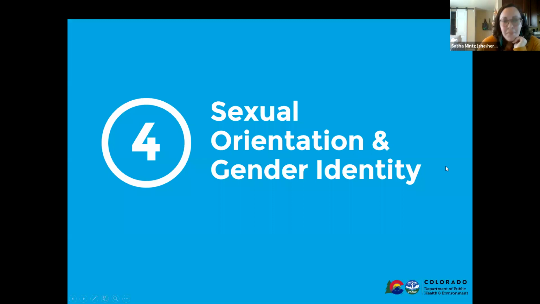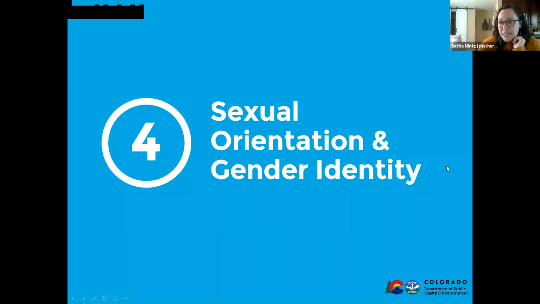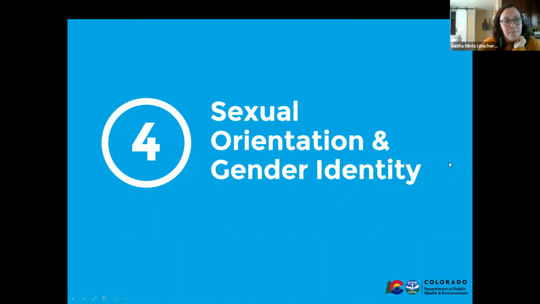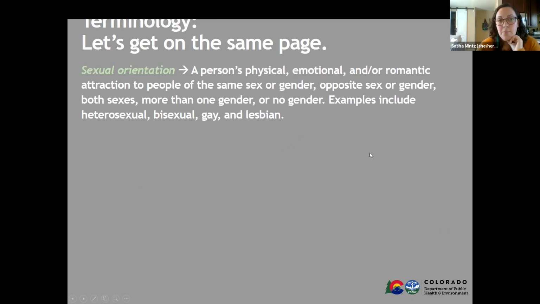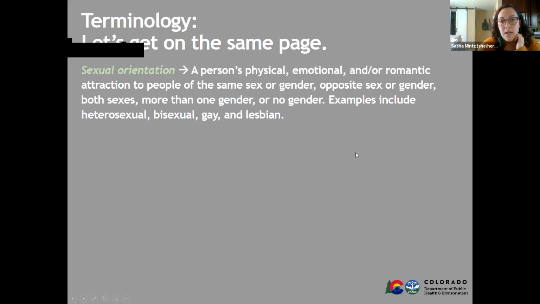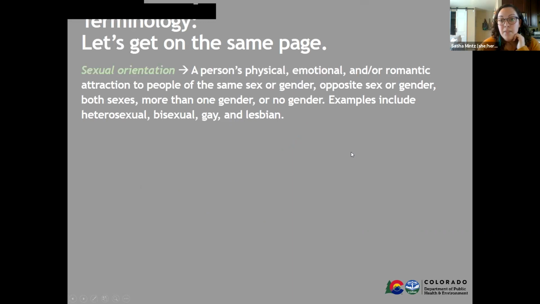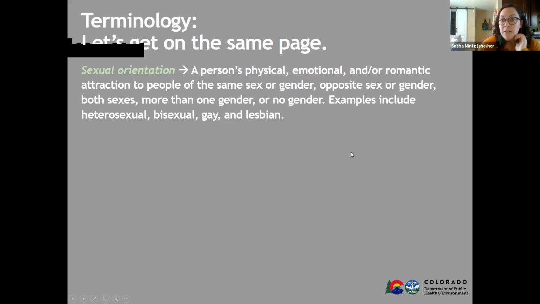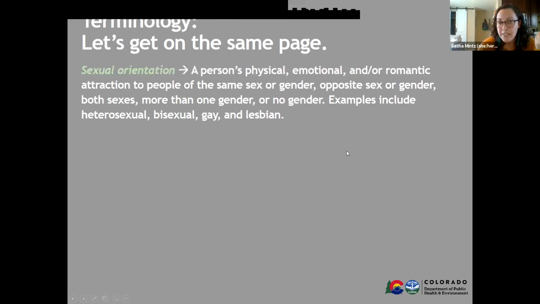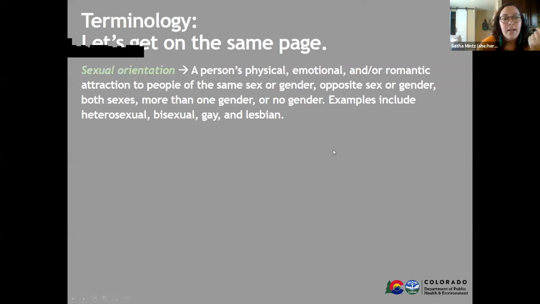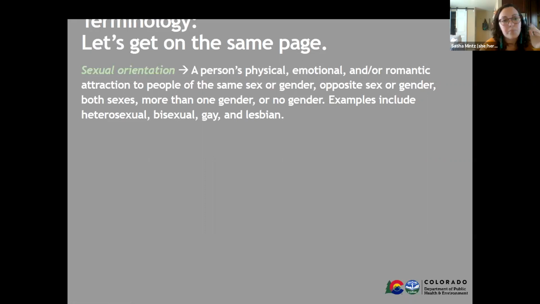But finally, I'm going to talk about disparities by sexual orientation and gender identity. Just so that we're all on the same page, I want to go over some definitions. So, sexual orientation is a person's physical, romantic, and emotional attraction to other people. This attraction can be to people of the same sex or gender, opposite sex or gender, both sexes, more than one gender, or no gender. Examples of sexual orientations are heterosexual, lesbian, gay, and bisexual, among others.